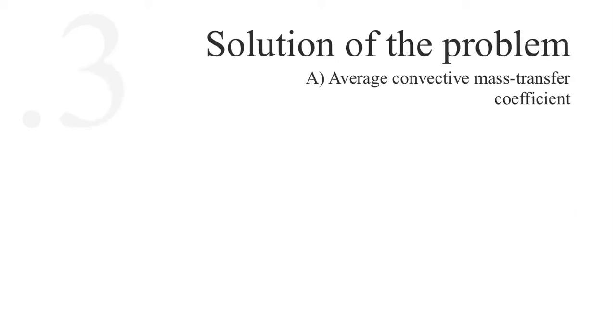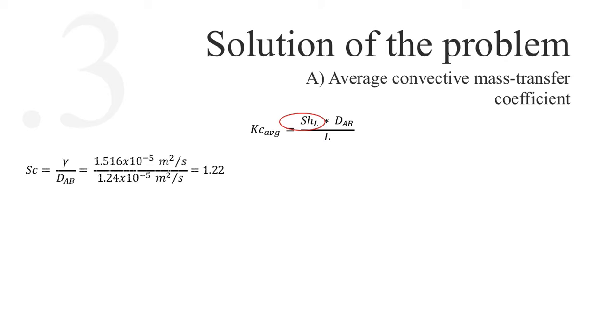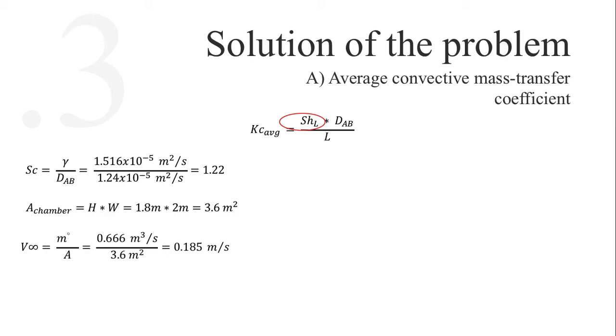So now for part A, here we have our general equation. After we're going to develop it more clearly, but here is our general equation. We only need to calculate the Sherwood number because we have the other values. So to calculate the Sherwood number, first we need the Schmidt number, and then the area of the chamber, so then it could be used in the velocity, and then the velocity will be used in the Reynolds number.